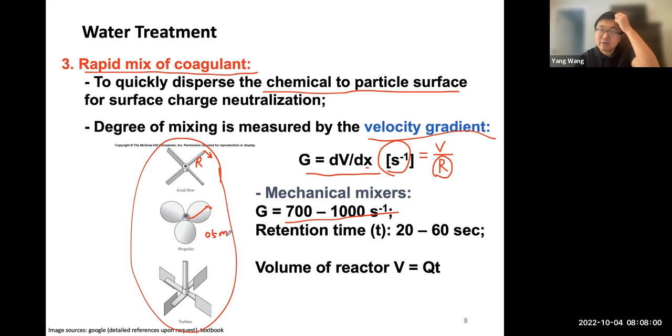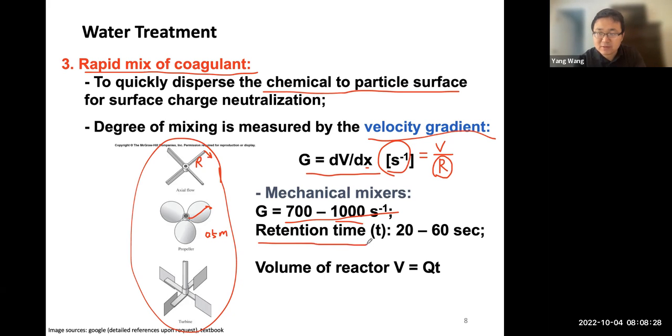If they have a radius of 0.5 meter and you plug that in, the velocity will become around 350 to 500 meter per second, which is very, very large. 500 meter per second is already faster than the speed of sound. This means that there's very, very rapid mixing in this process. And also about the retention time.